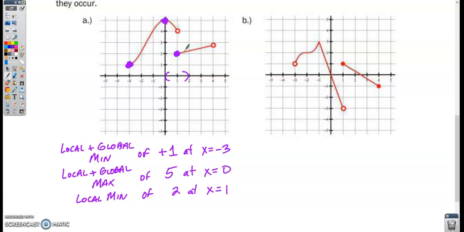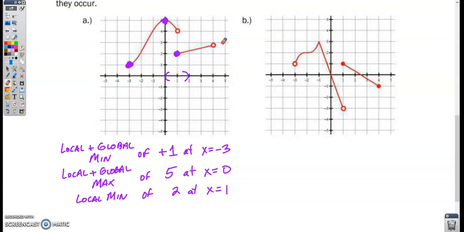And then over on the right end, we have an open endpoint. Okay, so we technically do not have a local max there at that endpoint because the endpoint's not included. If the endpoint were included, then we would have a local max of about 2.8-ish at x equals 4. But we do not have a local max there because it's an open endpoint.